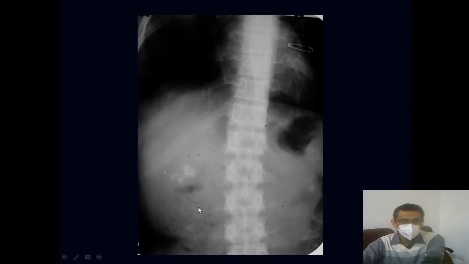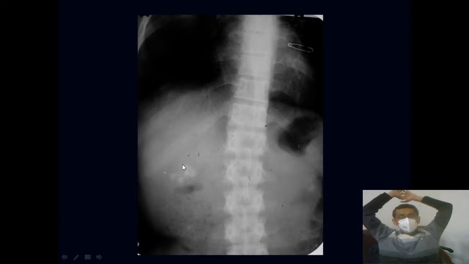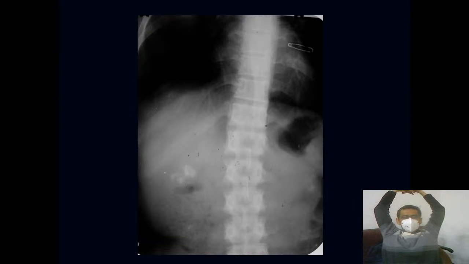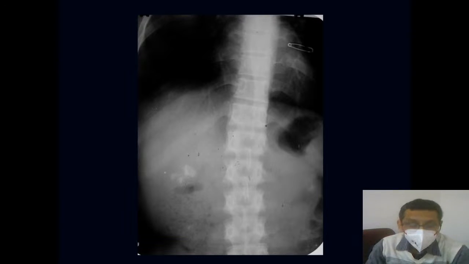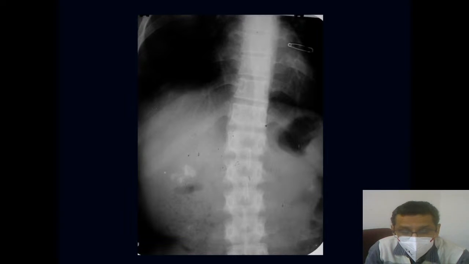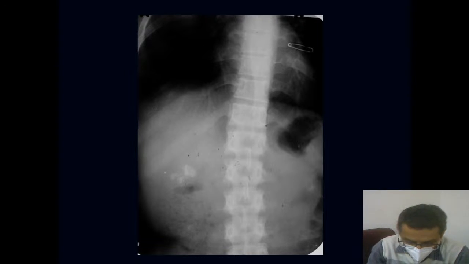Is this in the kidney? You may be right if you are thinking that this may be in the kidney, but in this particular case, this was in the gallbladder. We do X-rays for renal calculi, but not so much for gallbladder. Why? Because I'm sure you would know that more than 90% of the renal calculi contain enough calcium to be seen on X-ray, and they are therefore the most common investigation to be done for renal calculi.